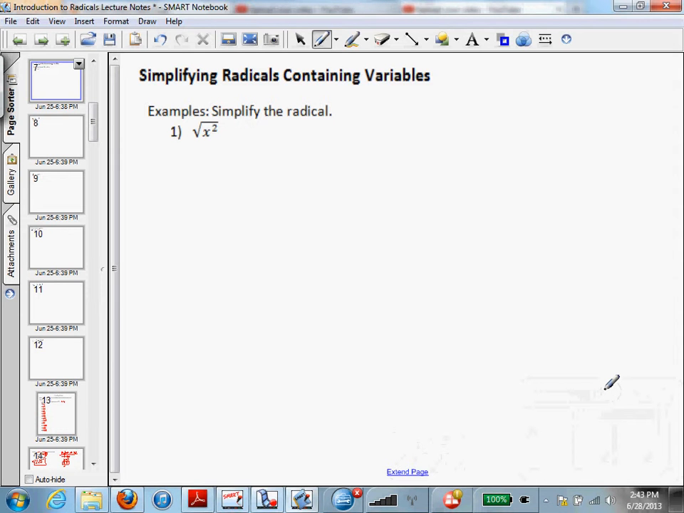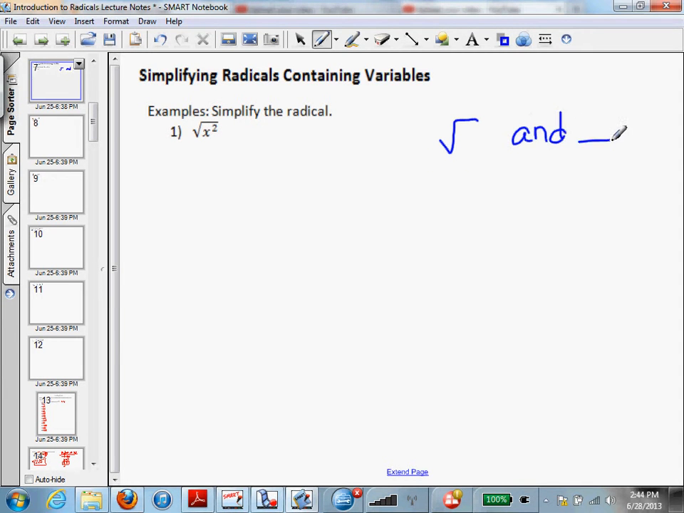Okay, so I want to welcome you to simplifying radicals containing variables. The examples could say something like simplify the radicals as the instructions, and we just have to break down what's going on here.